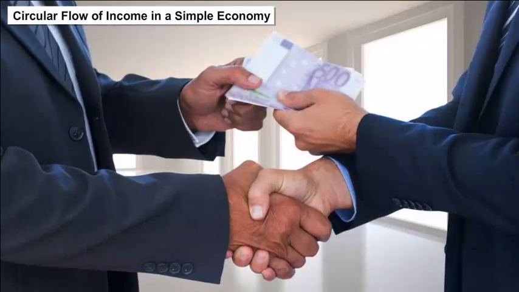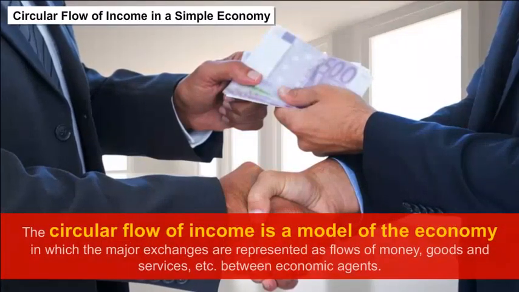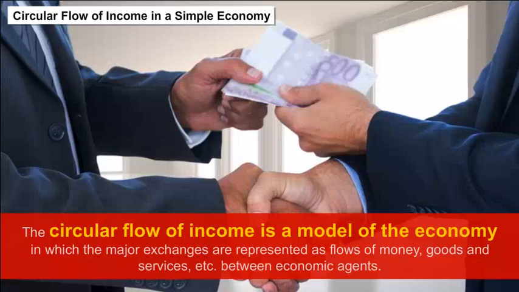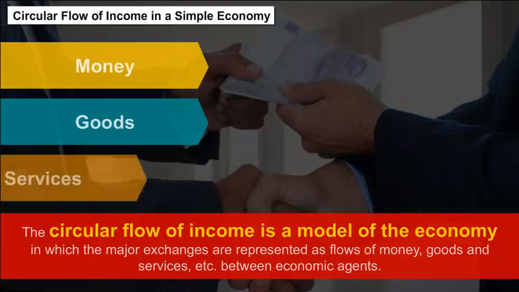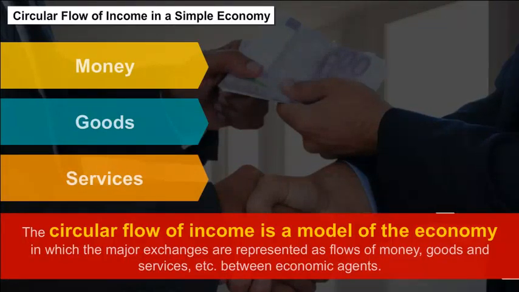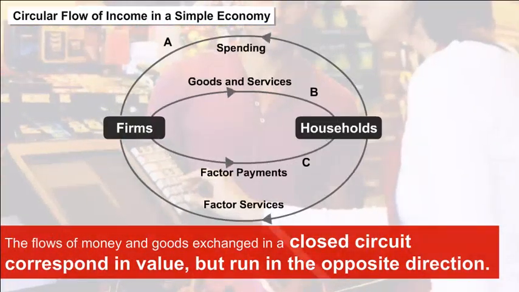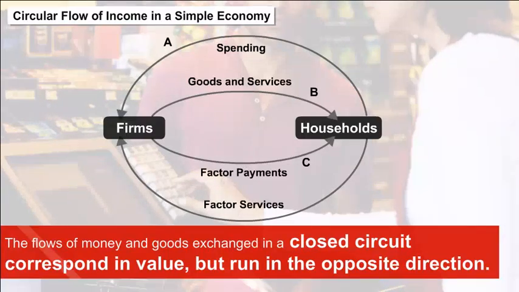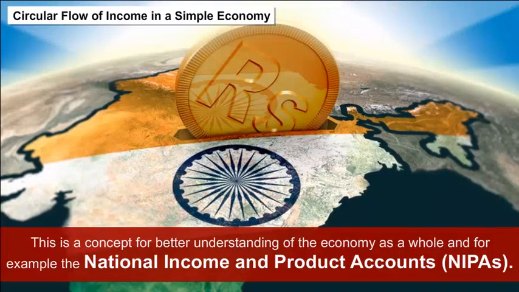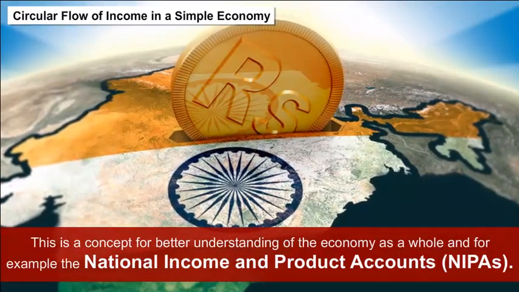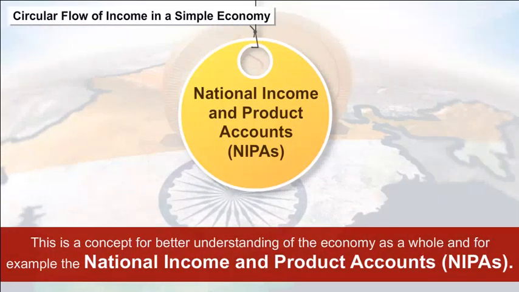Circular flow of income in a simple economy. The circular flow of income is a model of the economy in which the major exchanges are represented as flows of money, goods and services, etc., between economic agents. The flows of money and goods exchanged in a closed circuit correspond in value, but run in the opposite direction. This is a concept for better understanding of the economy as a whole, and for example, the National Income and Product Accounts, NIPAs.